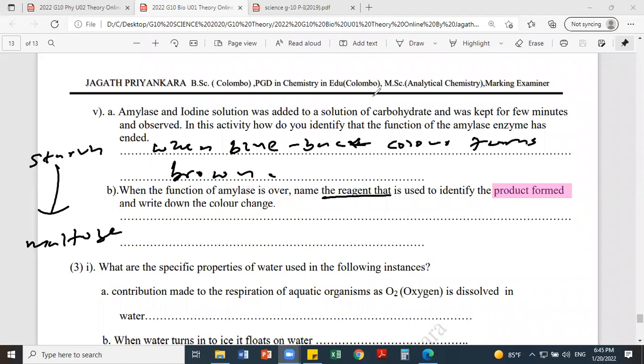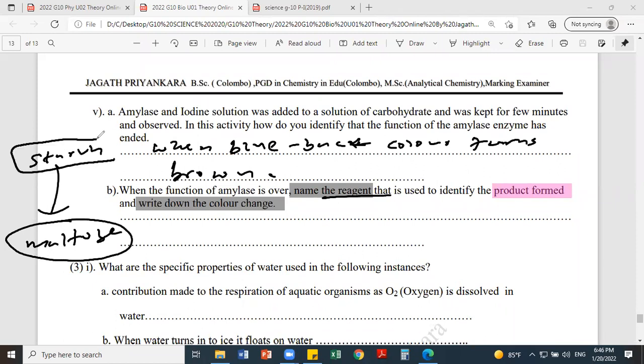Name the reagent. Now they don't ask for maltose. They ask you to name the reagent that can be used when the function of amylase is over. Name the reagent, one question. Then write down the color change. There are two questions in it. To identify this product, this is the final one. So the starch has become maltose. To identify this, what is used?